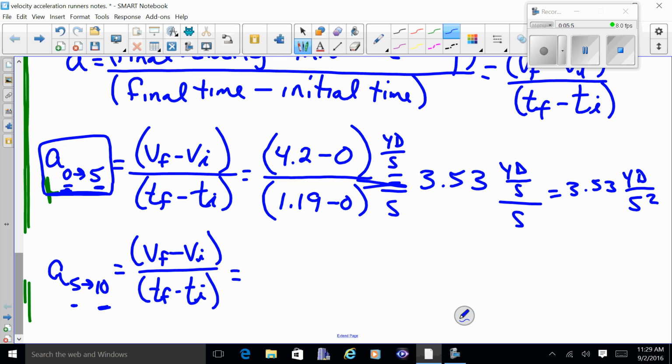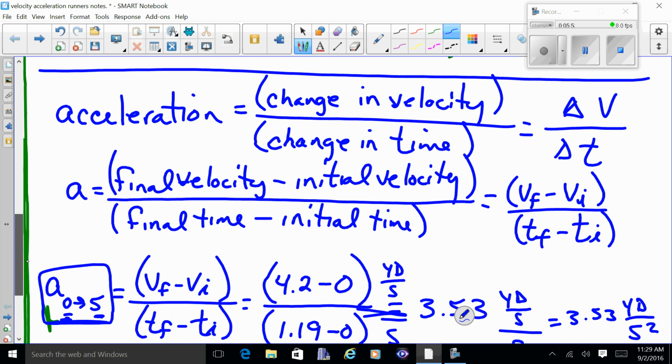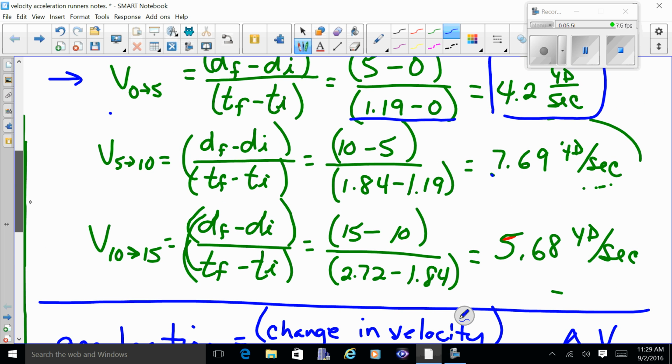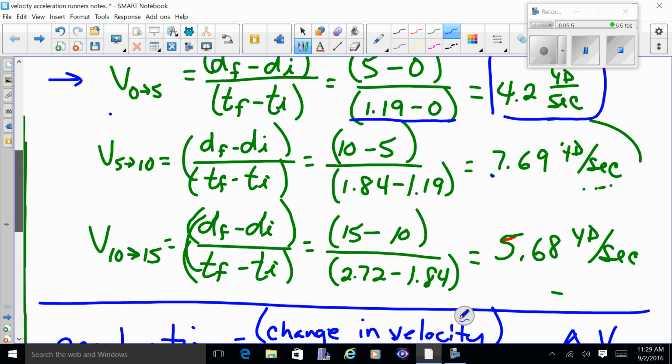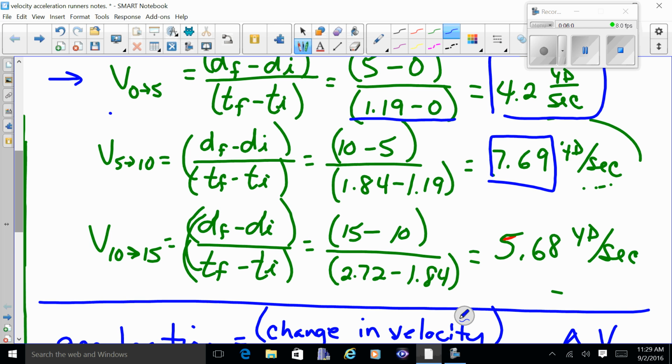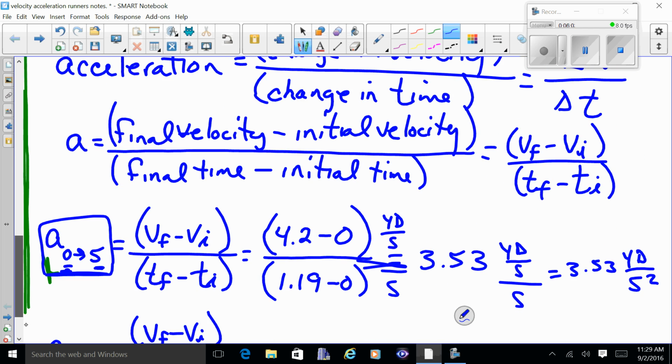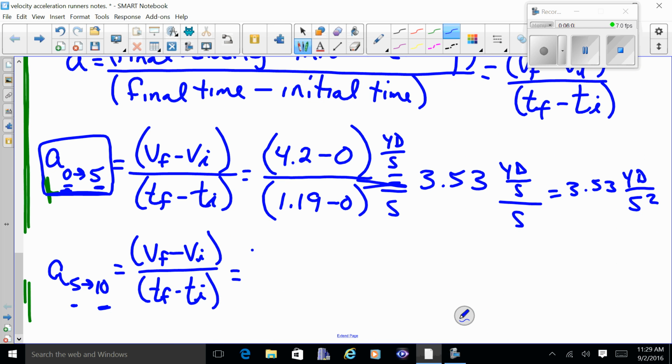Well, the velocity at the 10 was 7.69. So I'm going to put that in down here in this formula. I'm going to put 7.69 minus the velocity at the 5-yard line. Well, that was right up here, the 4.2. And then my times are going to be my time at the 10 minus my time at the 5. Okay, so you're always looking at the 10 and the 5 here.